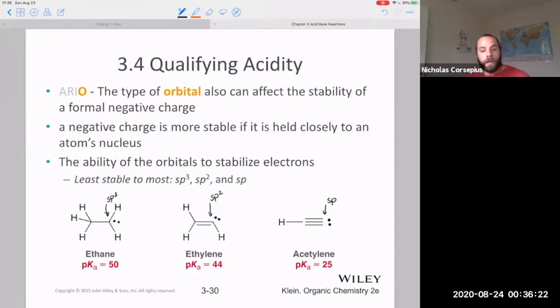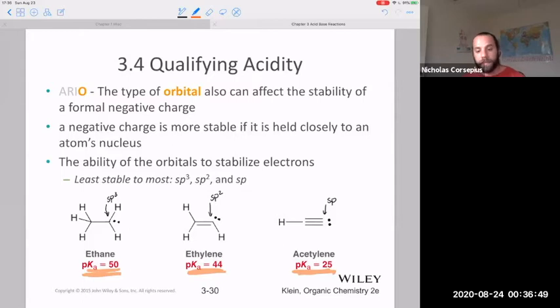Okay, so it turns out that sp orbitals are smaller, they're held more closely to the proton than our sp2, than our sp3. So we can just say the evidence is in the pKa values here. The acetylene is actually a stronger acid than ethylene, than ethane, which is just a terrible acid.